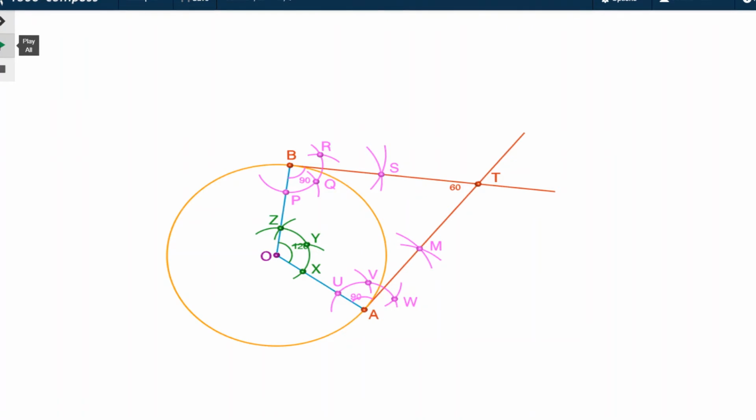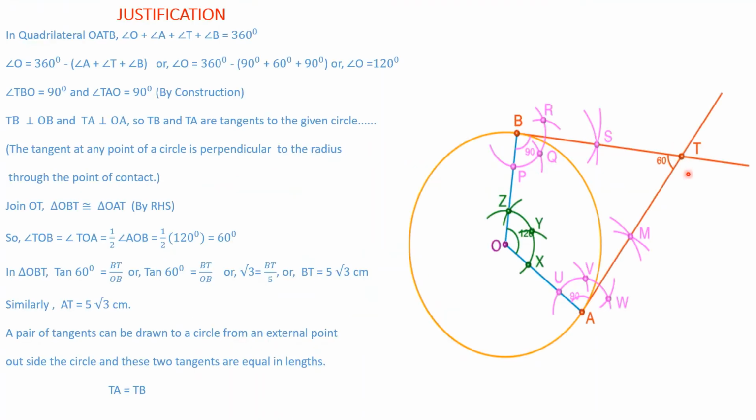So we have constructed a pair of tangents TB and TA, which are inclined to each other at an angle of 60 degrees. We have drawn a pair of tangents from point T to this circle. So this circle O is drawn, and to this circle a pair of tangents TB and TA is drawn. TB and TA are a pair of tangents and both are inclined at 60 degrees.